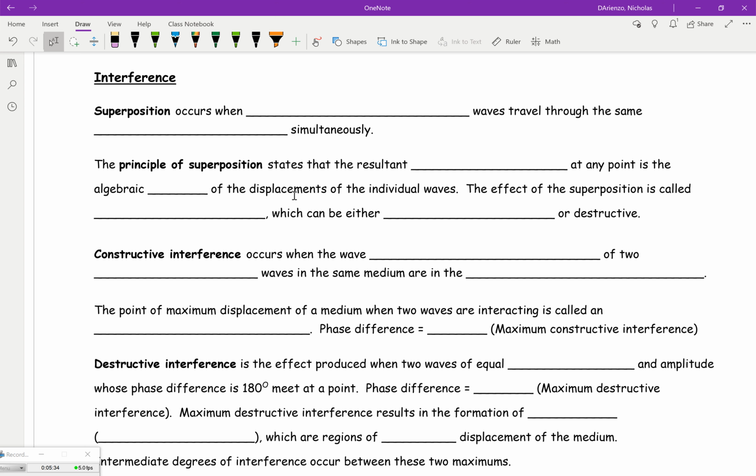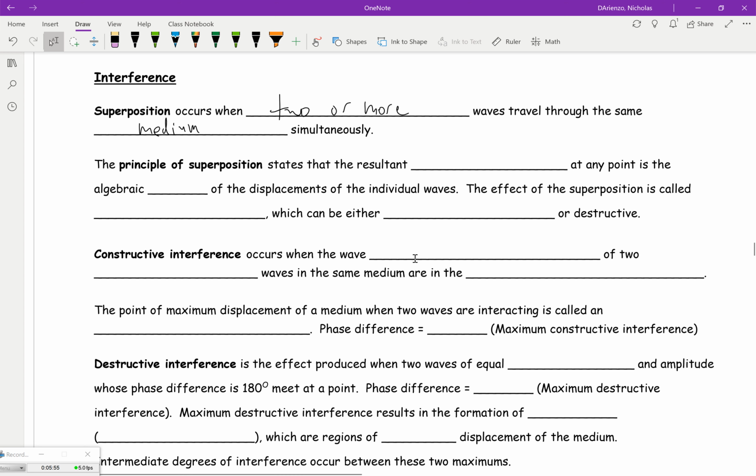So we're going to start with superposition. Superposition occurs when two or more waves travel through the same medium simultaneously. Remember, a medium is a matter, or a body of matter.